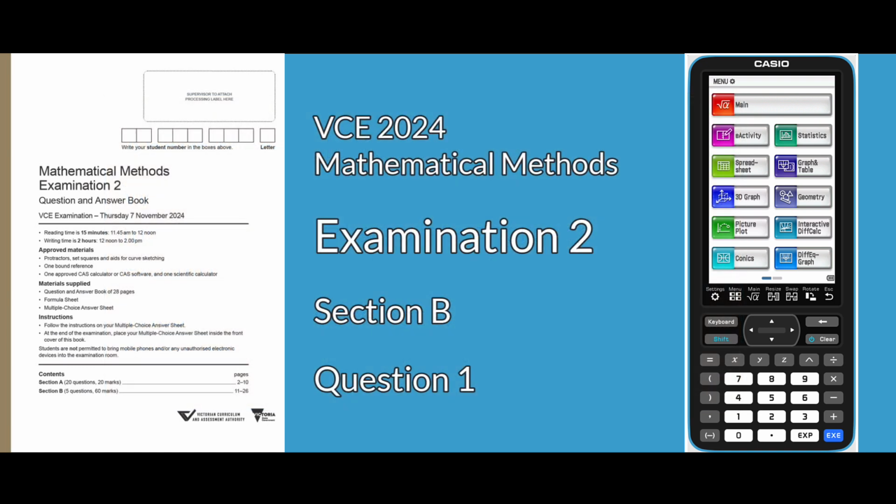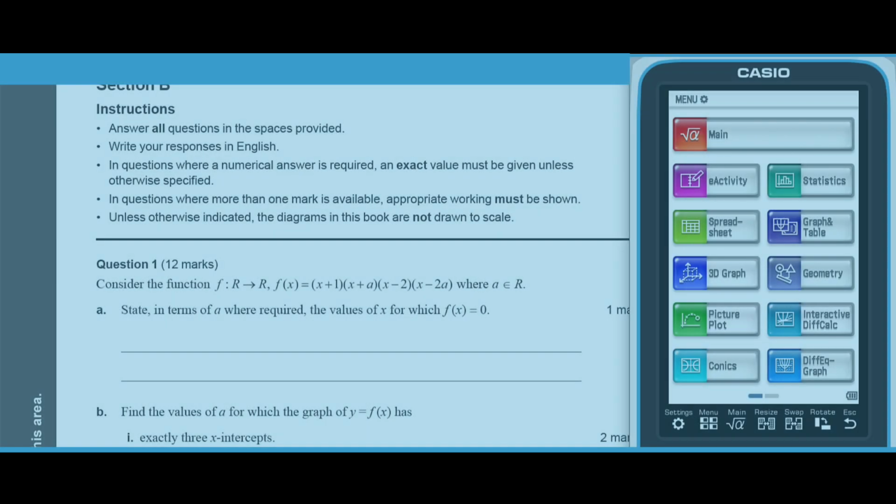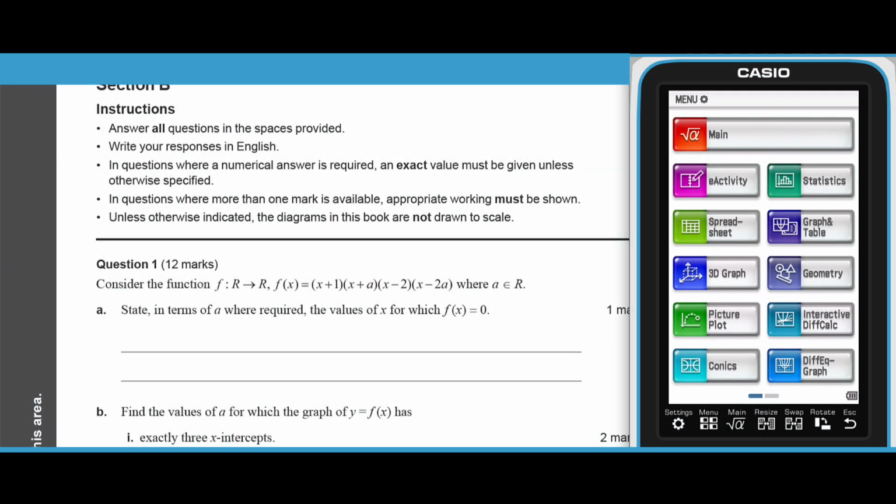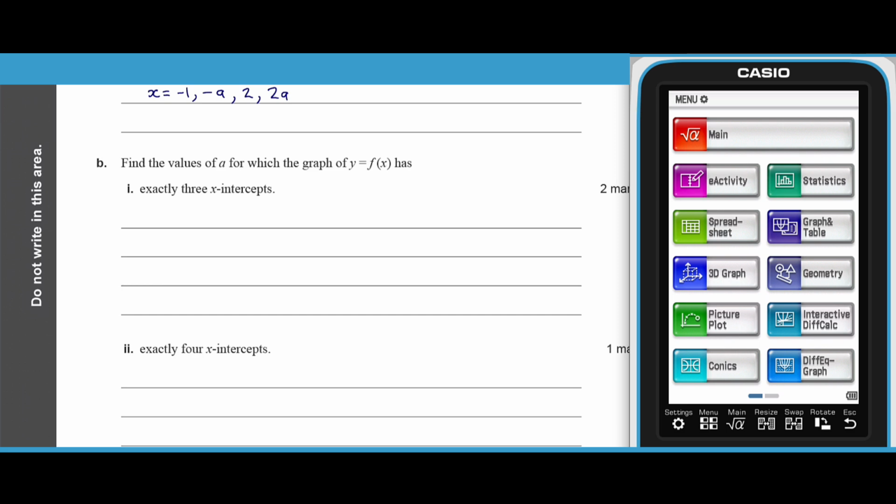This video will present solutions to the VCE 2024 Mathematical Methods Written Examination 2, Section B, Question 1. Question 1 is initially concerned with the x-intercepts of the factored quartic f of x. Based on the null factor law, the solutions of f of x equal to 0 will be -1, -a, 2 and 2a.